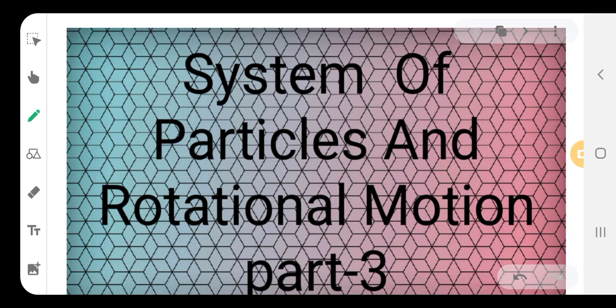So in this section we will see the angular momentum of a particle. Then we'll see the torque and the angular momentum for a system of particles. Then conservation of angular momentum, and also we'll see the relation between torque and the angular momentum. So completely this part is based on angular momentum and its relation with the torque. Now let us see the angular momentum.